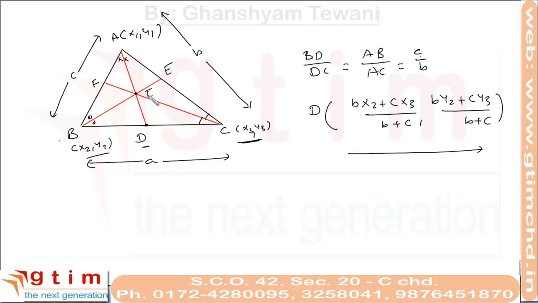Now to get coordinates of I, we will consider line AD. In this AD we have coordinates of A and D. So if we want to find coordinates of point I, we should have ratio AI upon ID. How do we get AI upon ID now?